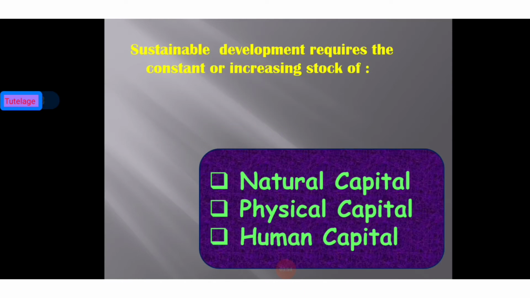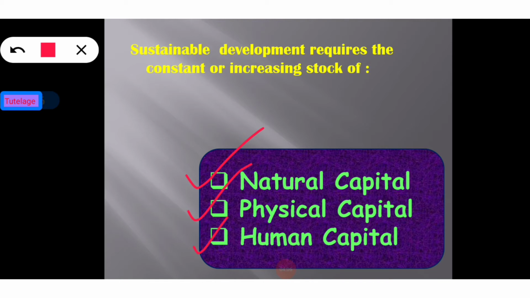Here we can see sustainable development requires the constant or increasing stock of three capitals. The first one is natural capital, the second one is physical capital, and the third one is human capital.